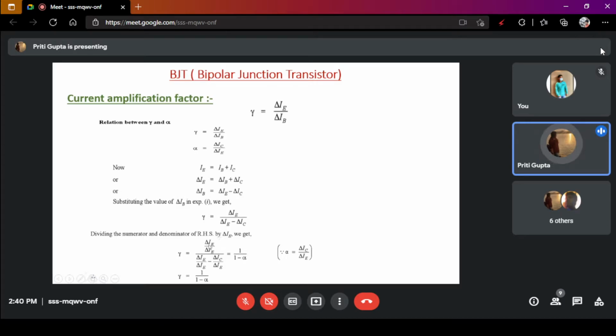Now we are dividing both numerator and denominator by delta of IE, and we are getting 1 divided by 1 minus del of IC by del of IE, which equals, again we know alpha, so gamma equals 1 divided by 1 minus alpha. This is the relationship between gamma and alpha. Write down, keep this one inside a box, and give an equation number according to your copy.